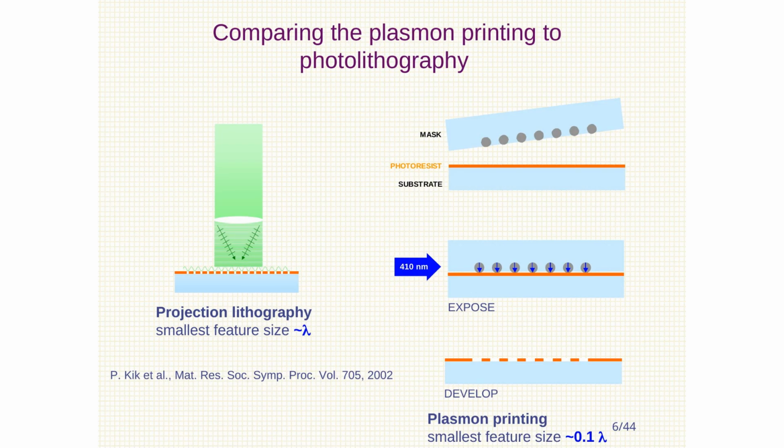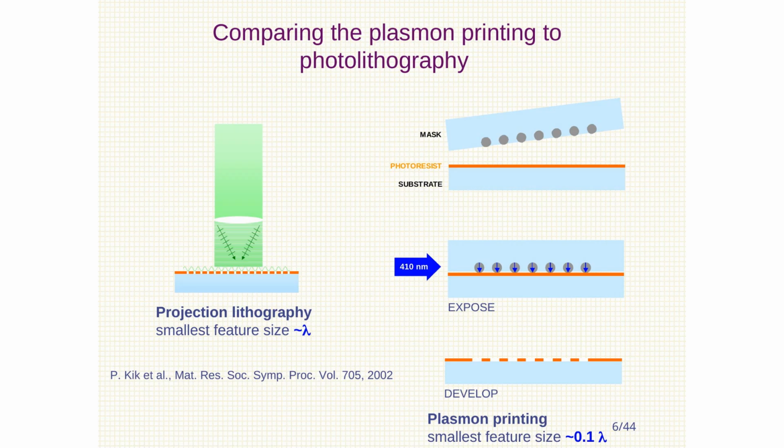Plasmon printing offers a significant advantage over traditional photolithography by achieving a smallest feature size of approximately 0.11 Li compared to photolithography's LL. This is achieved through the use of a photoresist, substrate, and mask with exposure and development processes as detailed by P. Kick et al.